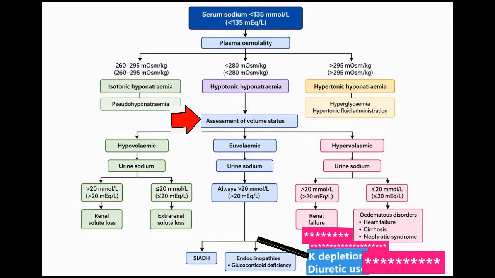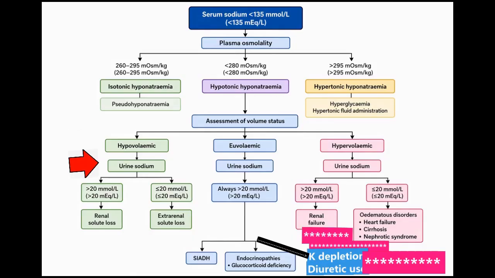Step 3. Assess volume status. For patients with hypotonic hyponatremia, determine whether they are hypovolemic, euvolemic, or hypervolemic. This is the most important clinical step. A. Hypovolemic hyponatremia. These patients have loss of both sodium and water, but sodium loss is greater. Clinical signs include dry mucous membranes, hypotension, tachycardia, poor skin turgor.